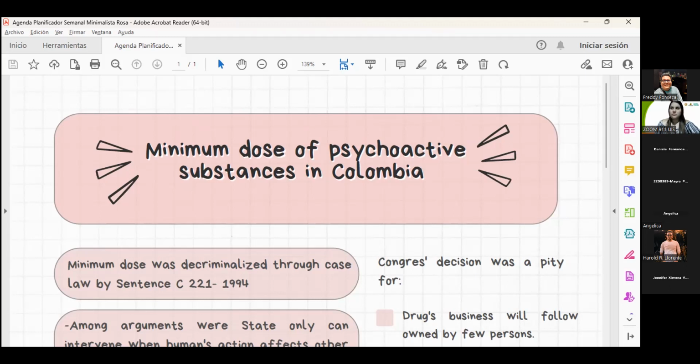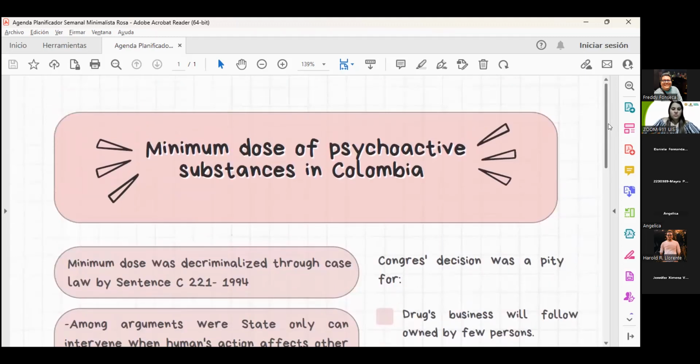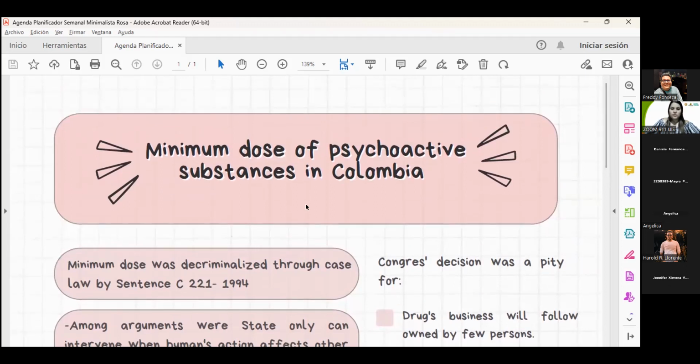Okay, teacher. Good evening, classmates. We are going to talk about the minimum dose of psychoactive substances in Colombia. The members of our group are Mayra, Joely, Natalie, Brian, and me. And we are going to start. First, it is important to talk about the only institution in Colombia that can interpret the constitution according to the political constitution: the Constitutional Court.